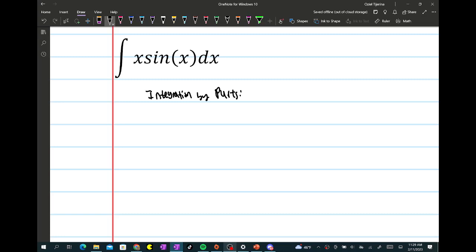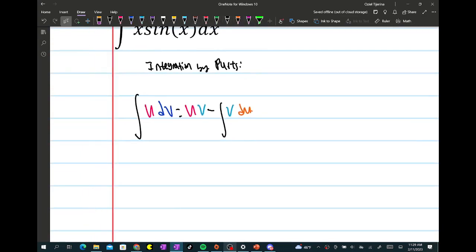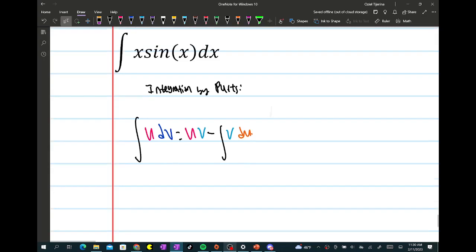So basically the rule is that if you have an integral of u dv, where there's u and then a derivative of v, then this is going to equal uv, so it's going to be u and then v, and then minus the integral of v du. So basically this is the rule, right?